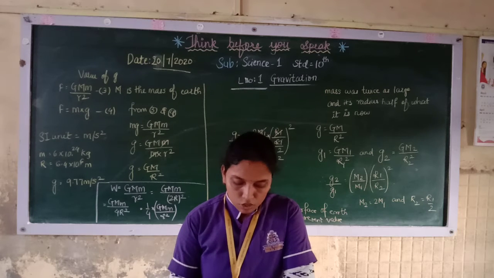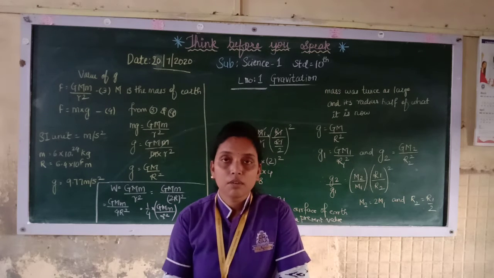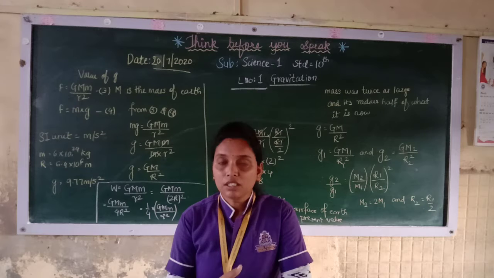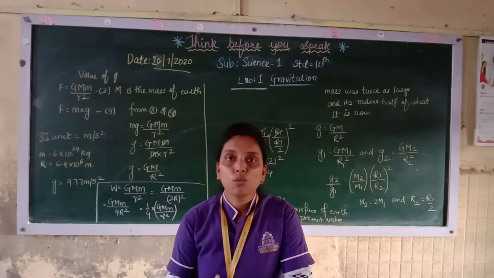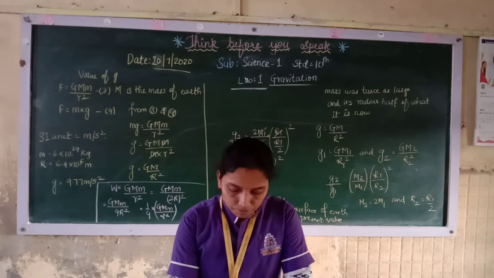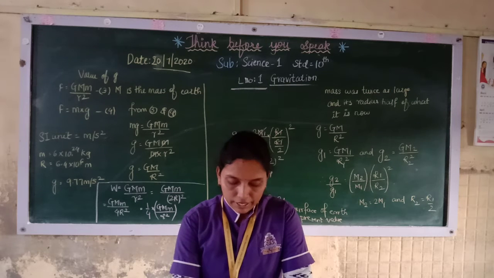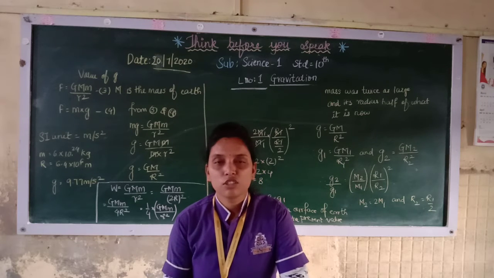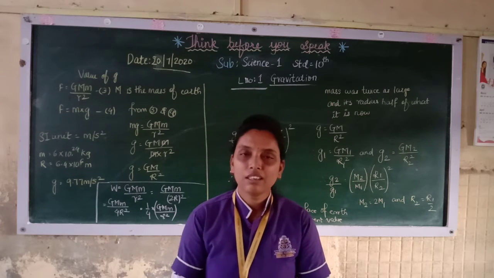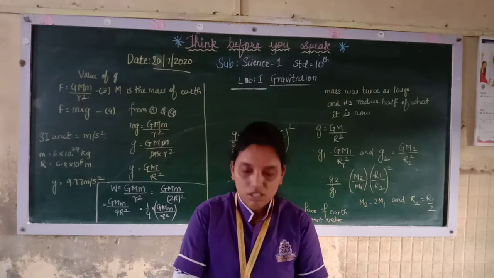So the distance from the center of the earth is how much? 6400 kilometers. So here it is coming 6410. It has increased by only 10, so the change in the value of g will be negligible and can be avoided, since it is very small.